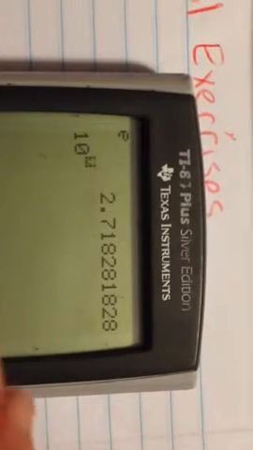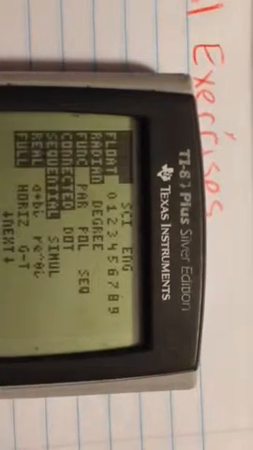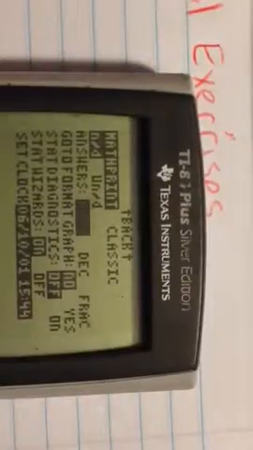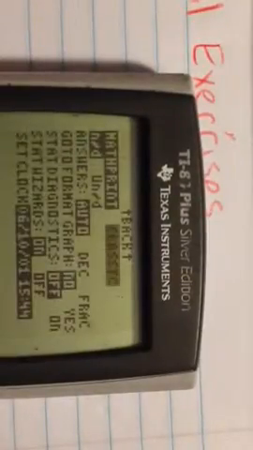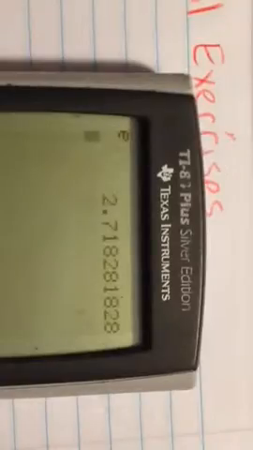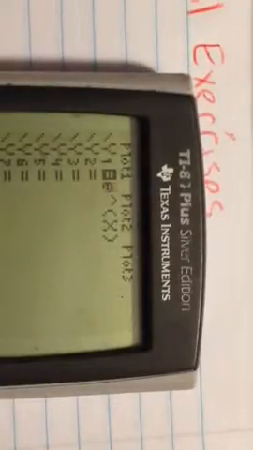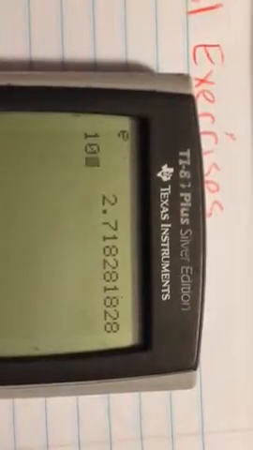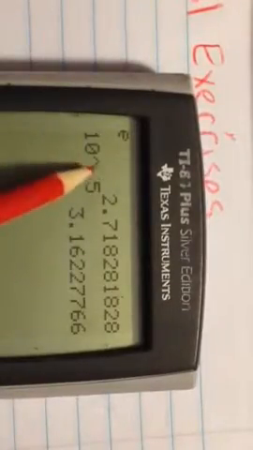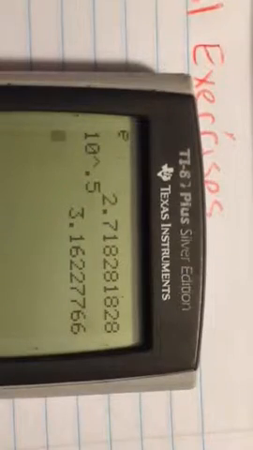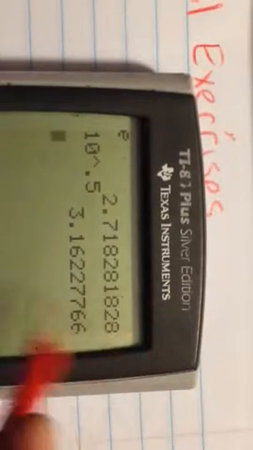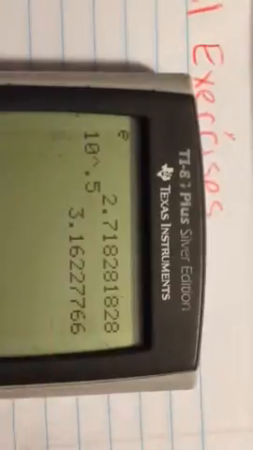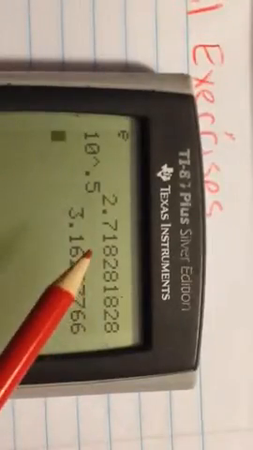It may look like raised to the 0.5, so like this, instead of actually putting it up in the exponent. Whichever way it is, it doesn't matter. You just need to learn which way your calculator works.